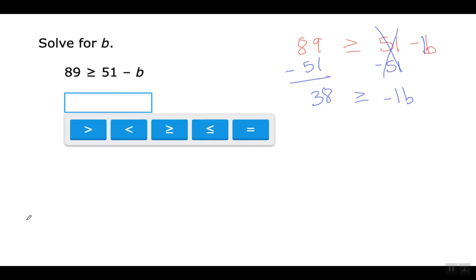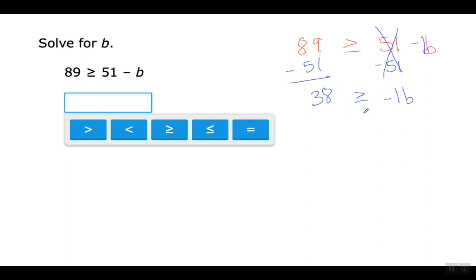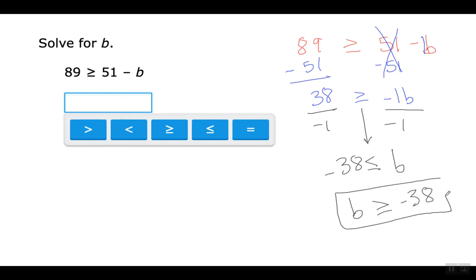Okay, now I'm still trying to get b by itself. So to get rid of that negative 1, I'm going to do the opposite of multiplying by negative 1, which would mean dividing both sides by negative 1. When you divide both sides by a negative number, the sign flips directions. Negative 1 divided by negative 1 is positive 1, so that cancels out. And over here, 38 divided by negative 1 is negative 38. If I write it from the point of view of b, b is greater than or equal to negative 38. That is the answer. Now here's the faster way to do it.